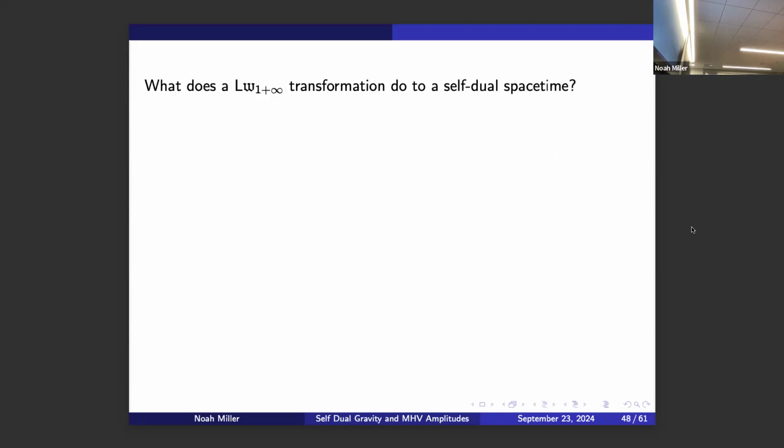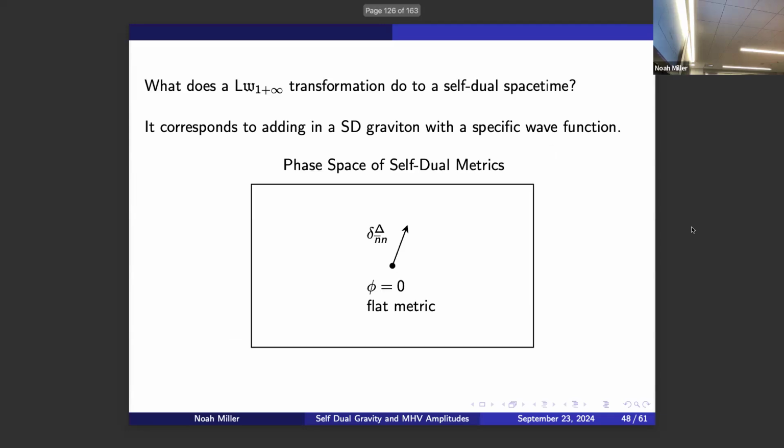Okay, so what does an LW1 plus infinity transformation do to a self-dual spacetime? Well, it corresponds to adding in a self-dual graviton with a very specific wave function. So if you think of the space of self-dual metrics, phi equals 0, that's the flat metric.